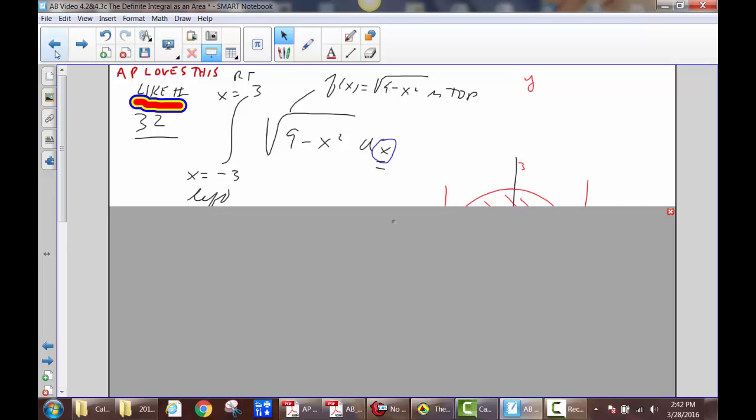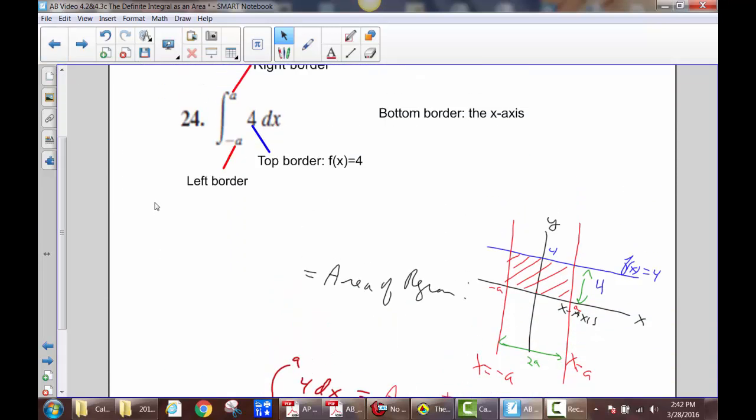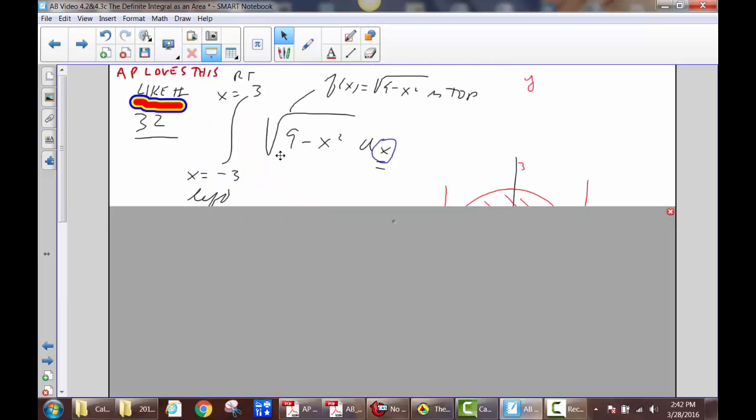Now, over here, you might have said to yourself, I could have done this by hand. I could have actually integrated 4 dx and gotten 4x and then done the definite integral. And you're absolutely right, you could have. But you don't know how to integrate this, and you won't know how to integrate this by the end of this course or even by the end of the course next year. This is beyond the scope of AB or BC. But you can find this geometrically.